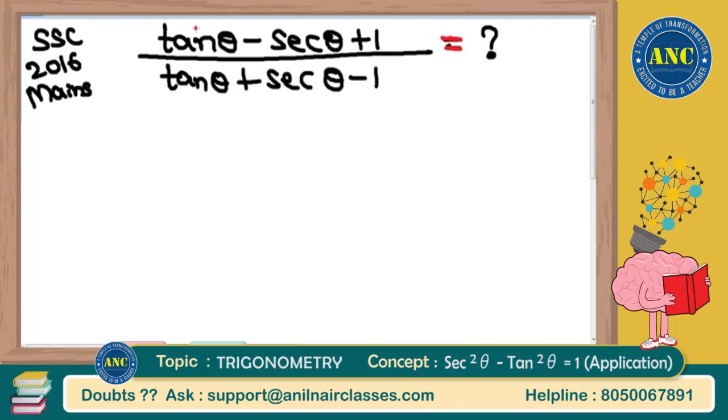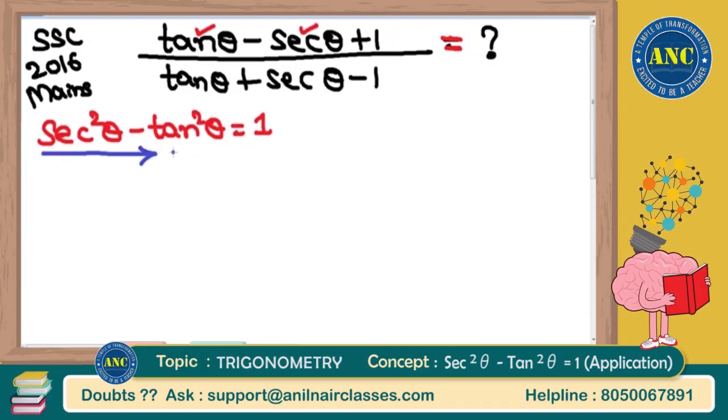Now what are we discussing, sir? Whenever you get tan and secant, we know the property that secant square theta minus tan square theta is equal to 1. Now, students will always tend to read from left to right. It is also true from right to left.